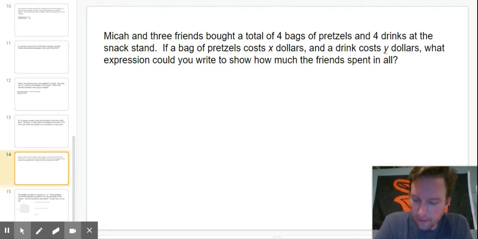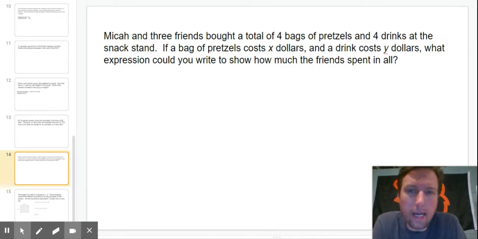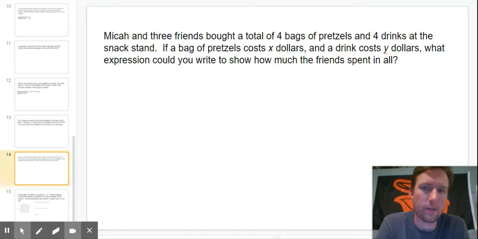So, in previous years, you've learned how to write expressions in many different ways. We're going to look at this problem today to see if we can write an expression that would represent this problem in a couple different ways. So Micah and three friends bought a total of 4 bags of pretzels and drinks at a snack stand. If a bag of pretzels costs X dollars, we're going to represent the value with X, and the drink costs Y dollars, what expression could you write to show how much the friends spent in all?